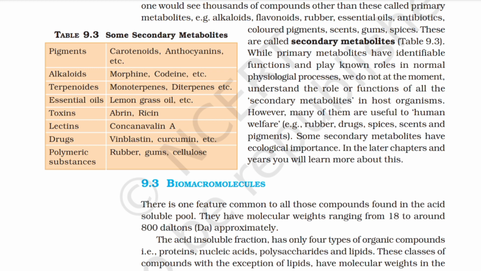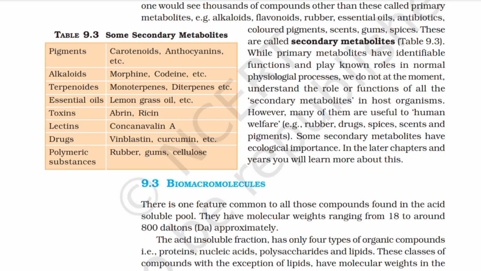While primary metabolites have identifiable functions and play known roles in normal physiological processes, we do not at the moment understand the role or functions of all the secondary metabolites in host organisms. However, many of them are useful to human welfare. Example: rubber, drugs, spices, scents and pigments. Some secondary metabolites have ecological importance. In later chapters and years, you will learn more about this.